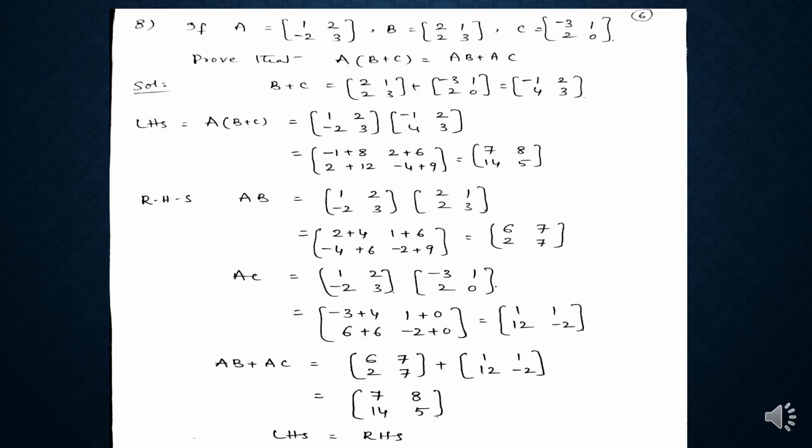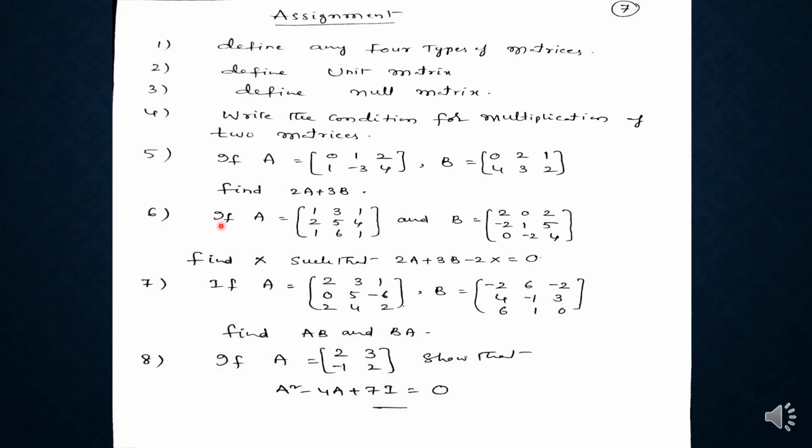Next. So I am giving assignment problems. So do these problems and practice it. First question is define any 4 types of matrices. So in the types of matrices, read it and write any 4 types of matrices and give examples. Second question is define unit matrix. What is a unit matrix? Give example. And third question is define null matrix. So write the null matrix definition and write the example.